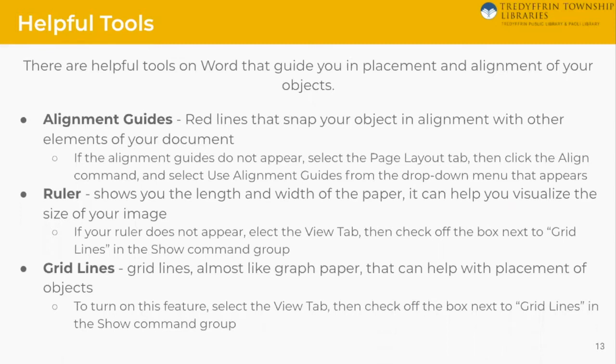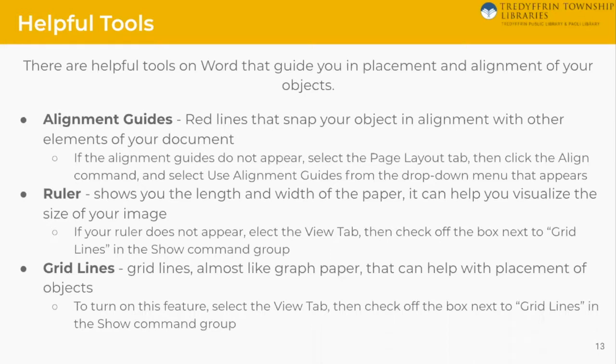The first is alignment guides, and these are red lines that snap your object in alignment with other elements of your document. So say you have multiple pictures, or you have word art, or you have a table, red lines will appear when you move your object, and it'll snap it into place for you so that, say, their right sides are aligned perfectly, or they're aligned perfectly in the middle. And I could show you what that red line will look like.